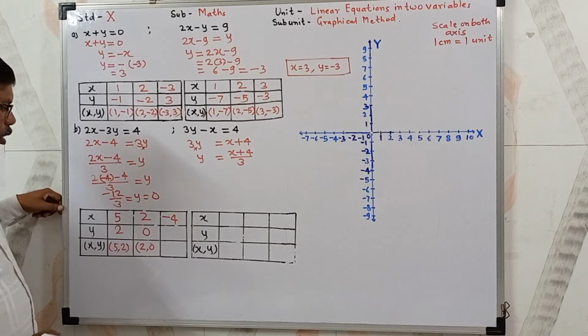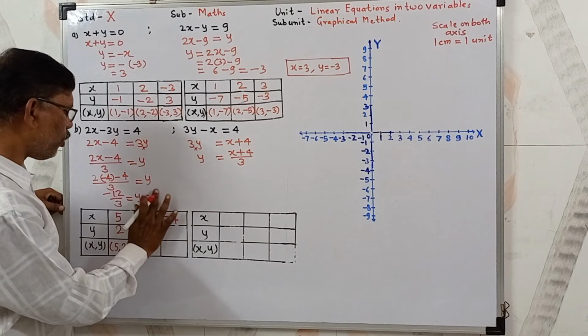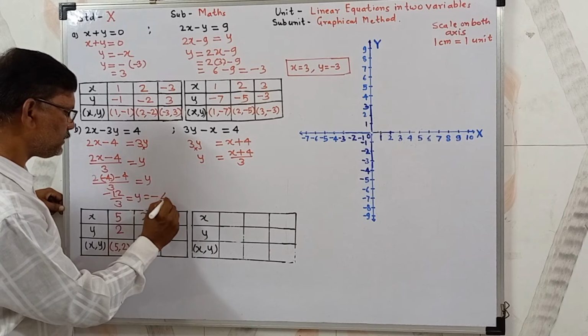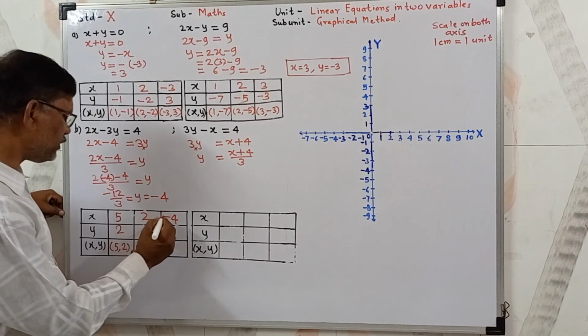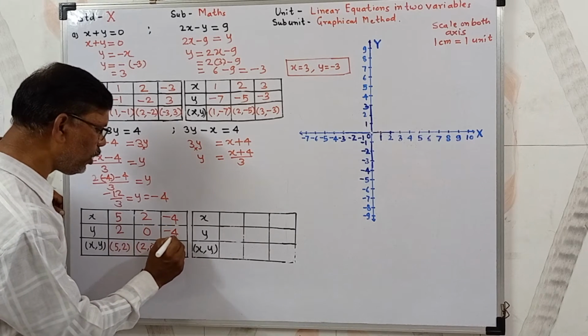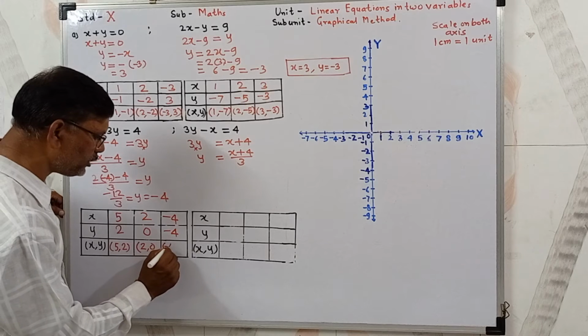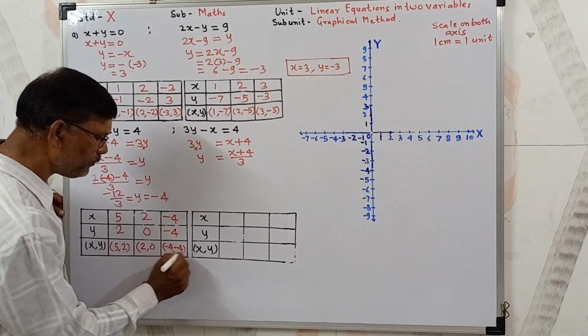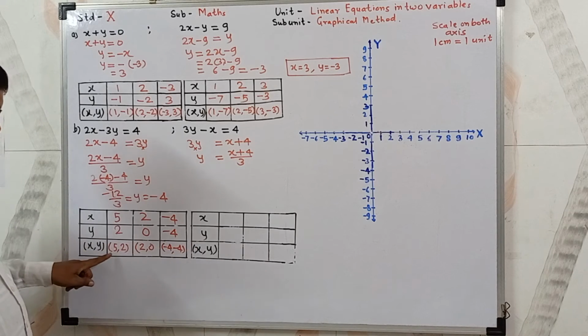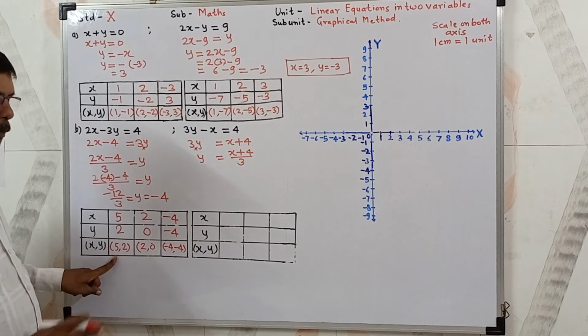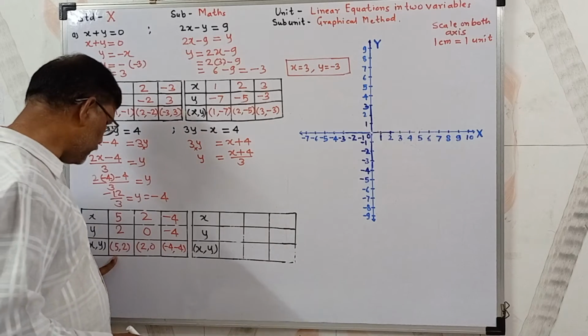3 into... 3 4s are 12. So the value of y is minus 4. So x is minus 4 and y is also minus 4. The point is (minus 4, minus 4). Understood? So we have to draw this line. We first draw these points and then draw the line.